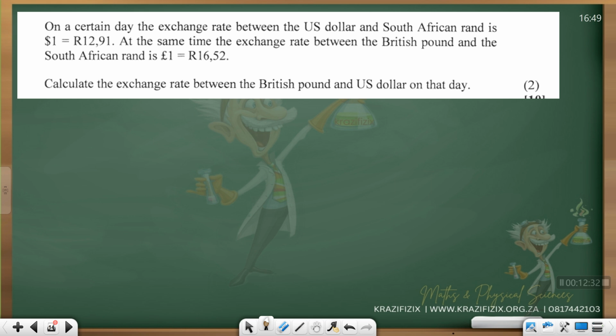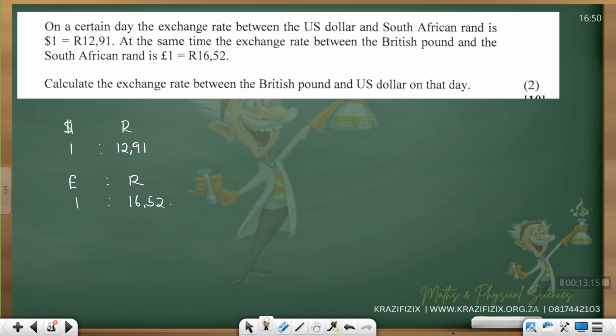Now look at this one. Let me help you with this one. The examiner gave us that $1 is the same as 12.91 rand, and 1 pound to the rand is 16.52. What if I want to convert dollars to pounds? What should I do? How do you think we should go about this? $1 to rand is 1:12.91.